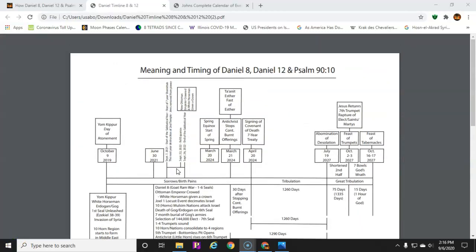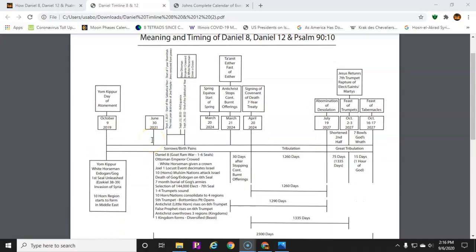So if Erdogan did break the first seal on Yom Kippur on October 9th of 2019 and start the sorrows, and the sorrows begin from the breaking of the first seal to that signing of the 7-year covenant of death before we start that 1260 days, he is the catalyst that's going to start to bring all these sorrows and woes onto the planet. And as we start to watch him move the Kurds into Iran, that's part of the Daniel 8 effect.